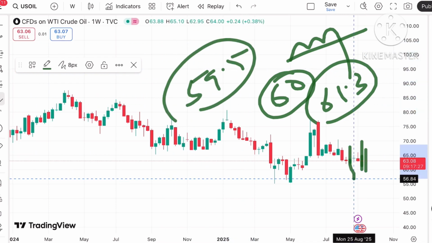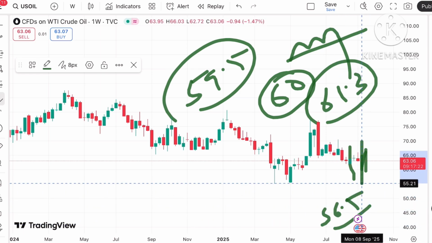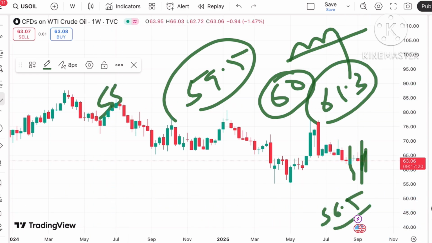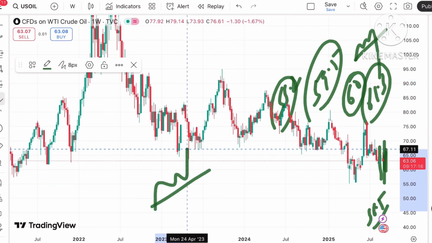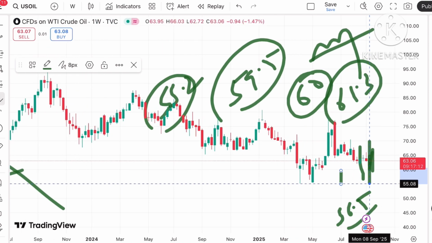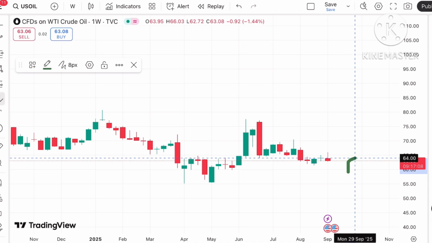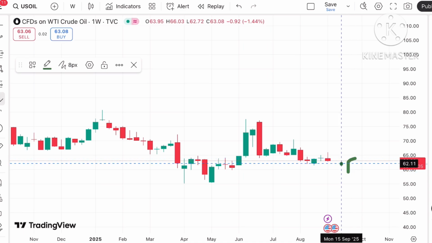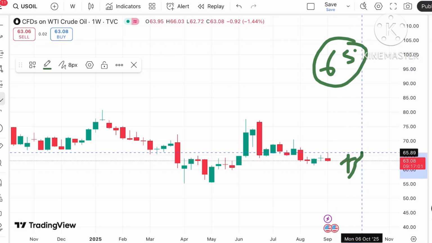Suppose the price falls below that level, a chance of touching $56.5 can be seen, and from there a further fall towards 55.2. This particular level is already weak, so the price can fall further down. But if it starts sustaining above this level, a further upside can be seen towards 64, then to a level of $65.